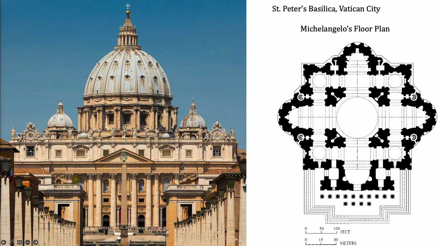So San Gallo dies in 1546, and Pope Paul III employs an aging Michelangelo. Michelangelo was 71 at the time, right? So the reason why so many of these architects kind of come and go is because the average life expectancy wasn't very long, right?